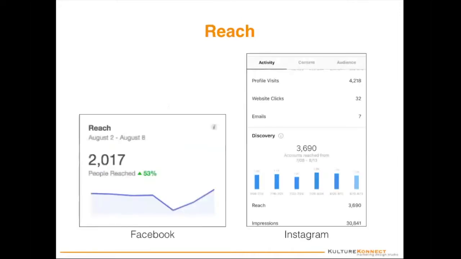Then right here, you can see a couple of different screenshots. One is for Facebook and one is for Instagram. Like you see, for people reach, we have an increase of 53%. And again, this is only organic.